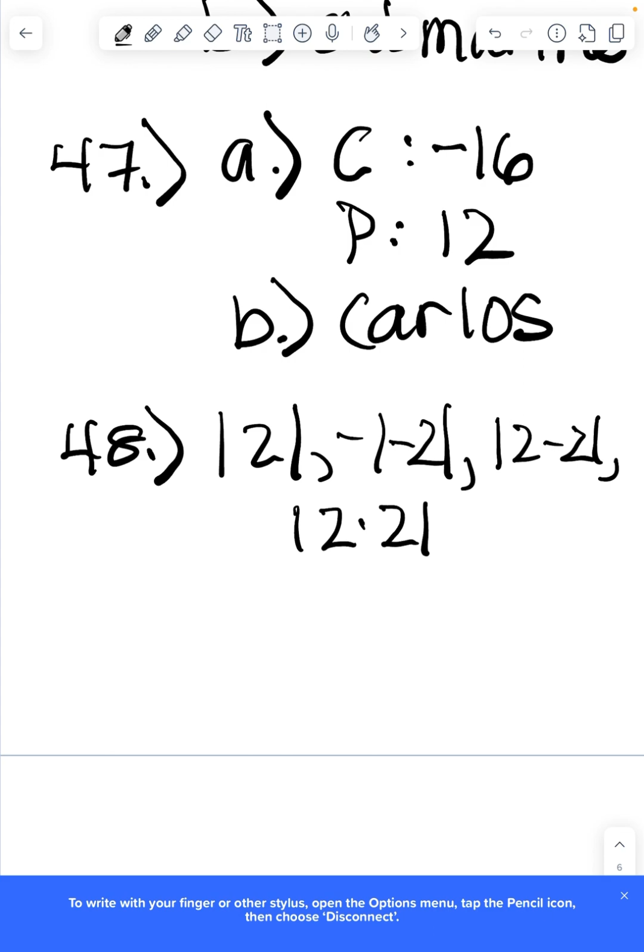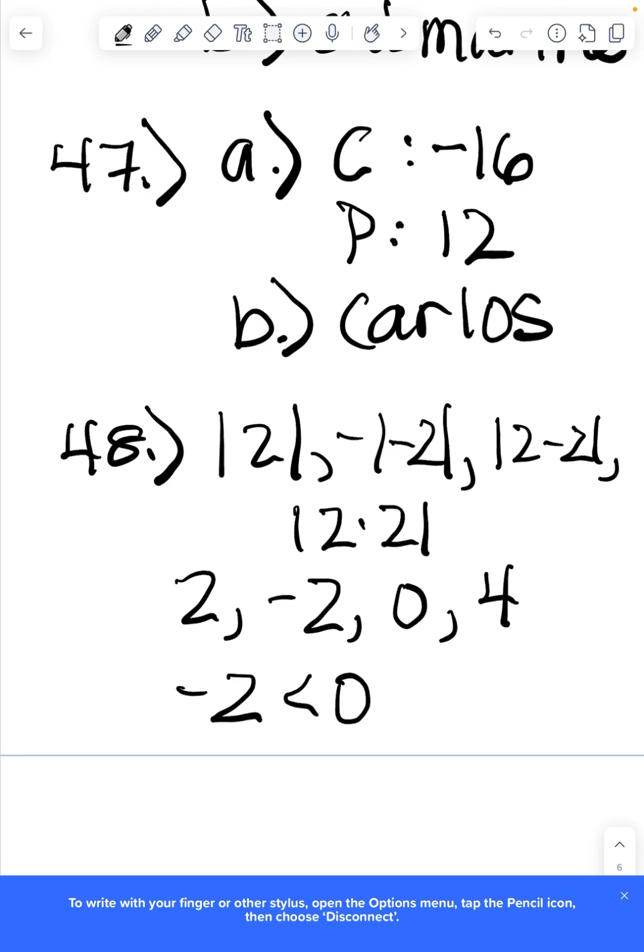The absolute value of 2 is 2. The opposite of the absolute value of negative 2 would be negative 2. The absolute value of 2 minus 2 would be 0. And the absolute value of 2 times 2 is 4. Now we just need to put them in order, least to greatest, using the less than symbol. Negative 2 is less than 0, which is less than 2, which is less than 4.